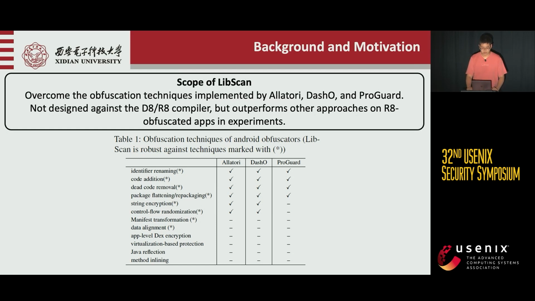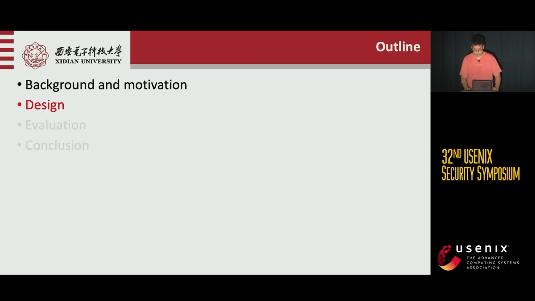LibScan is designed to overcome the obfuscation techniques implemented by Allatori and ProGuard. And LibScan is more effective against the R8 compiler of the recent Android Studio, even though R8 was not considered during the design process of LibScan. Then we show the design of LibScan.